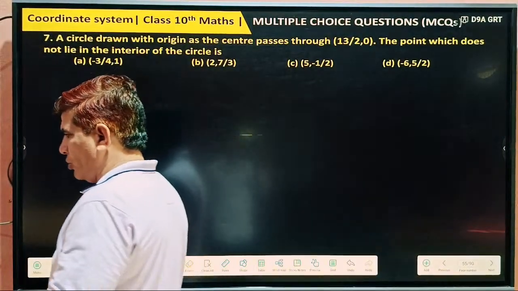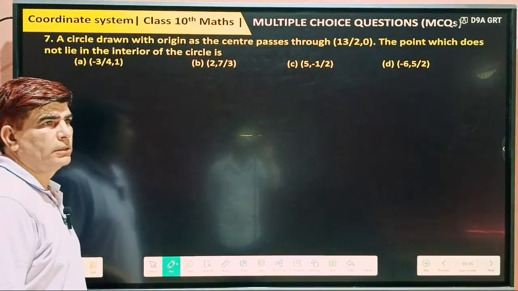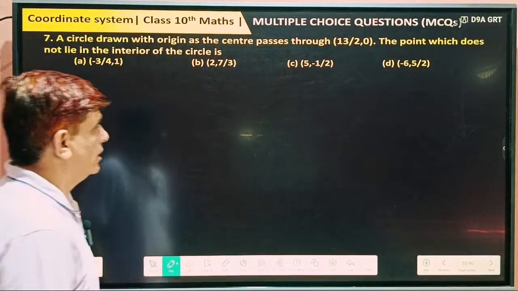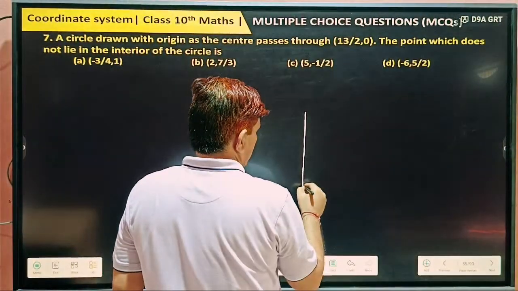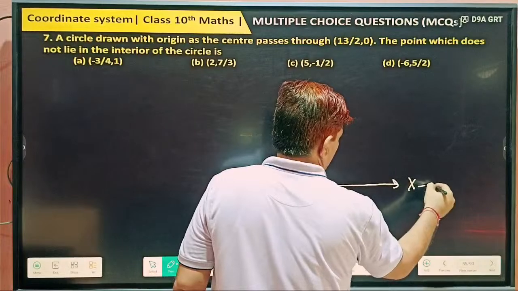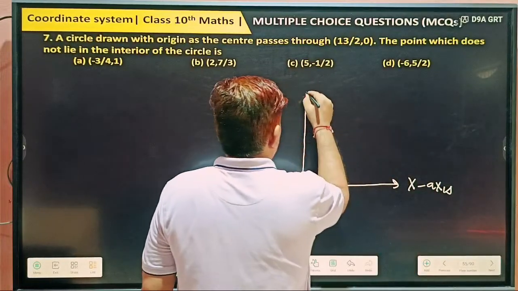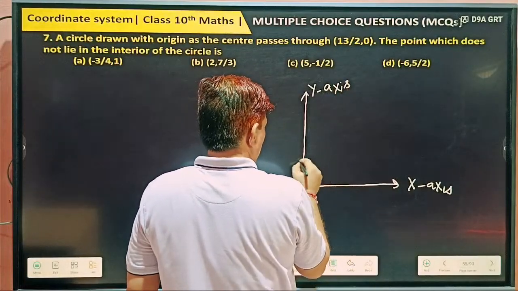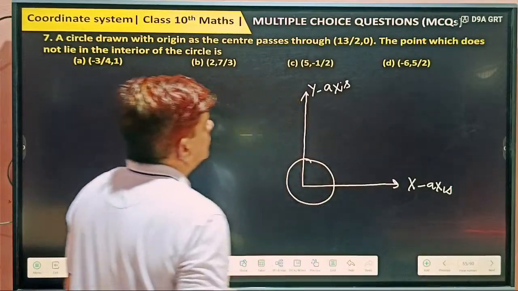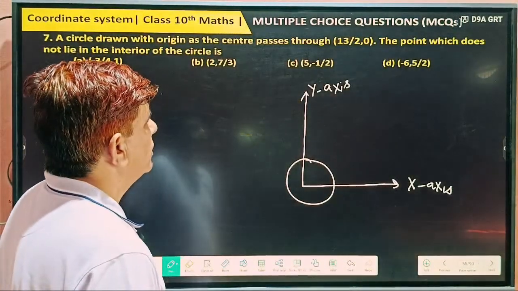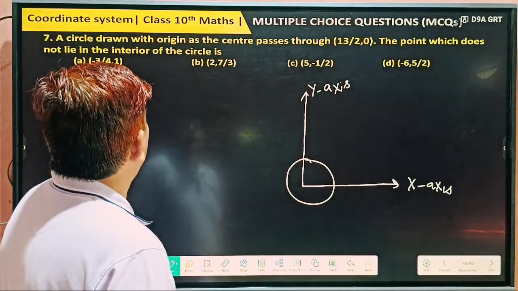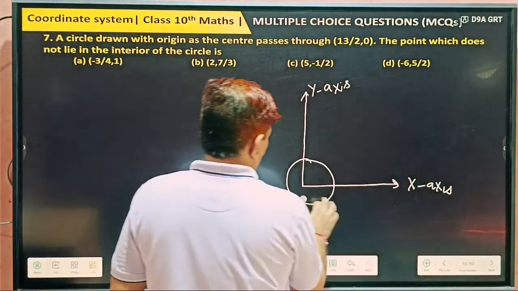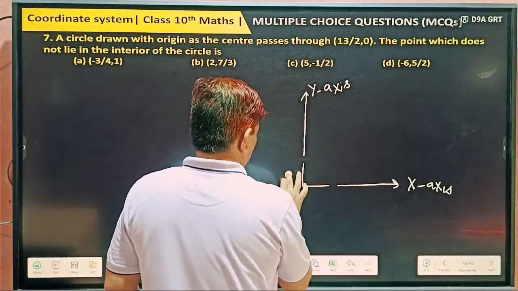So I think you understood. Now we will start the 7th question. A circle is drawn with origin as the center. Origin meaning this is this. This is the x-axis, this is the y-axis, and this is the center, and the circle is drawn. The circle is drawn with origin as the center and passes through these points. That's also given, that I told you.